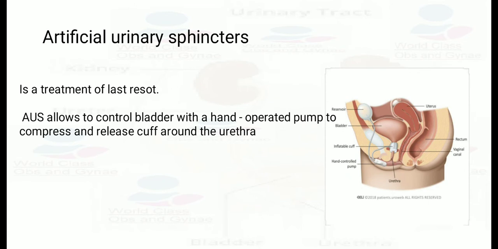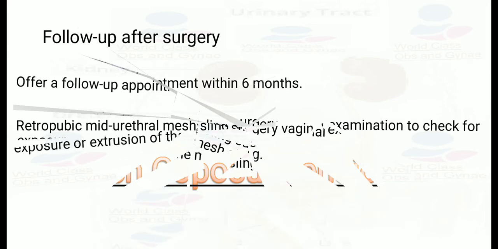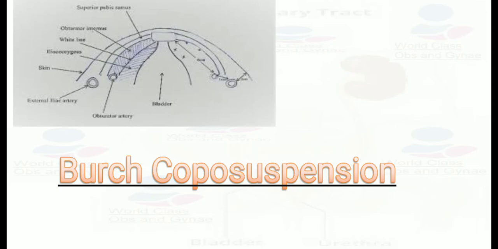Artificial urinary sphincter, it is the treatment of last resort. Artificial urinary sphincter allows control of the bladder with a hand-operated pump to compress and release a cuff around the urethra. Then follow-up after surgery: offer a follow-up appointment within 6 months. Retropubic mid-urethral mesh surgery, vaginal examination to check for exposure or extrusion of the mesh slings, and Burch colposuspension.